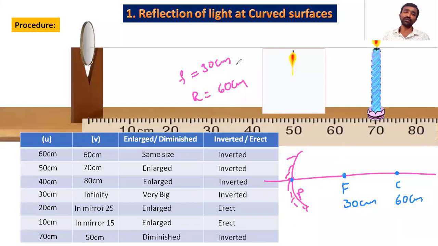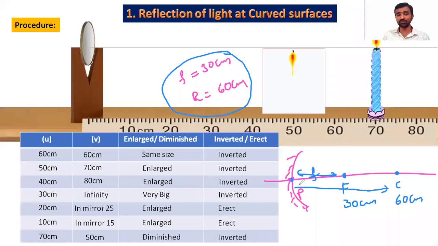Here we already know the focal length F equal to 30 centimeters. Focal length is the distance between the pole and the focus, right? Then what is radius of curvature? The distance between the center of curvature and the pole, or pole to the center of curvature. So am I clear how I identified? I think it is clear.